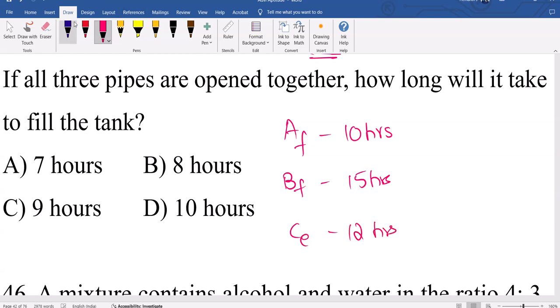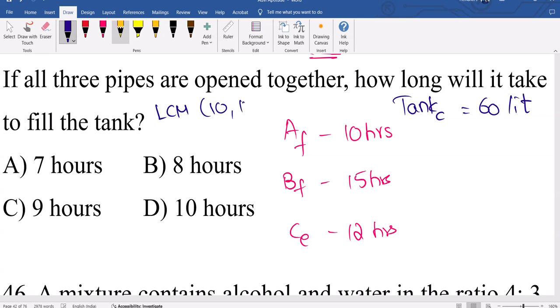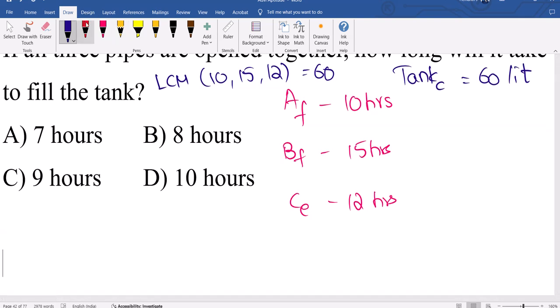Now we don't know the tank capacity. We can assume the LCM of all these values. I am assuming tank capacity 60 liters, not given in the question. How 60, sir? I take the LCM of 10, 15 and 12, which is 60. For easy calculation, we always recommend taking the LCM of those values. Now, 60 liters in 10 hours means you are adding 6 liters per hour. Here 4 liters per hour. Now, 60 liters in 12 hours means 5 liters per hour.